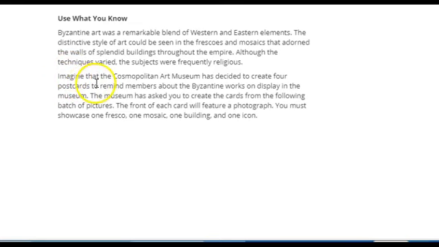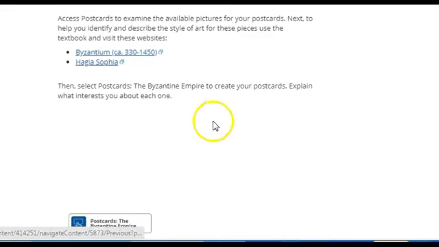Imagine that the Cosmopolitan Art Museum has decided to create 4 postcards to remind members about the Byzantine works on display in the museum. The museum has asked you to create cards from the following batch of pictures. The front will feature a photograph, and then you have to showcase 1 fresco, 1 mosaic, and 1 building and 1 icon. So I'm going to move to the next page.